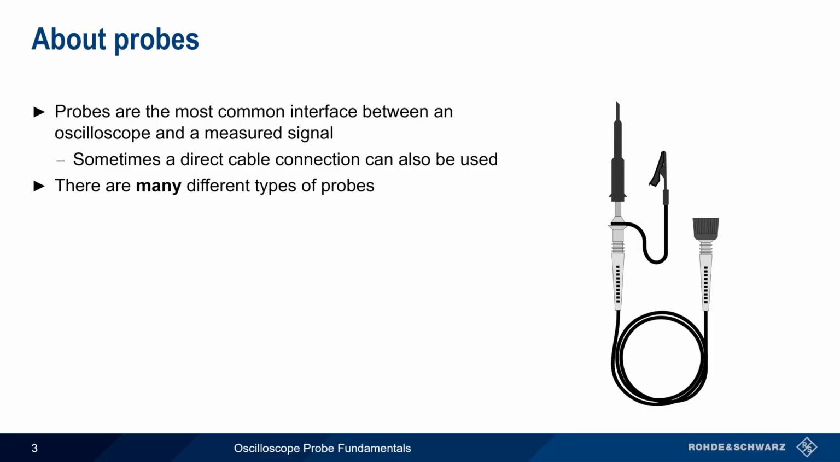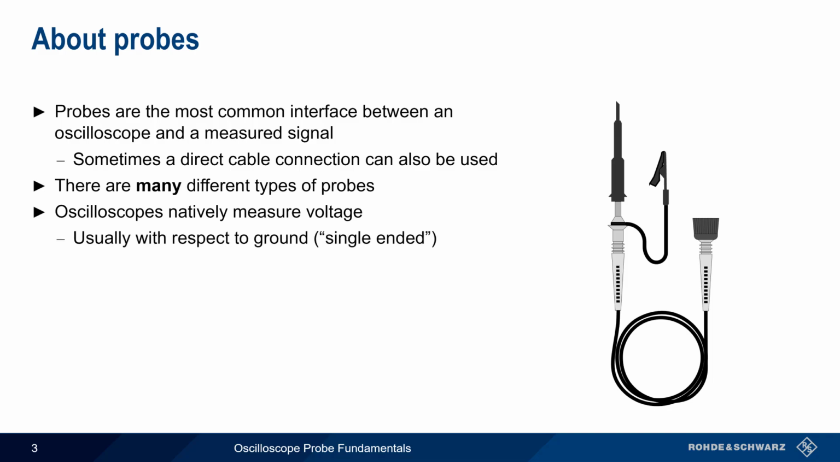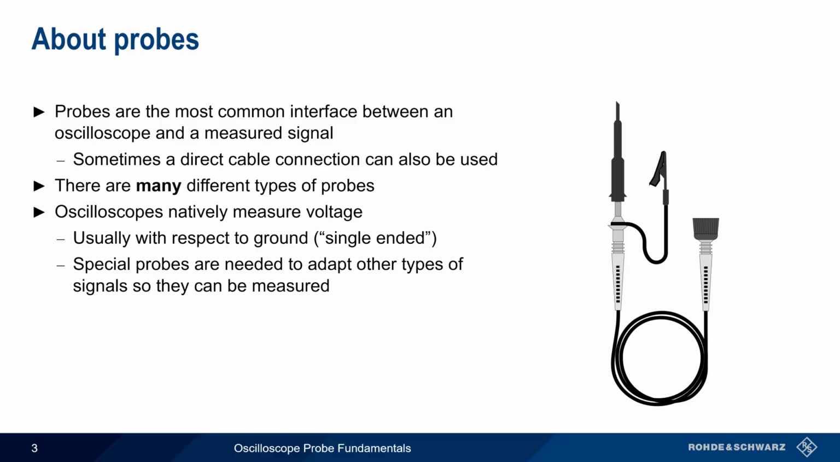One thing that's important to keep in mind is that oscilloscopes natively measure voltage, and this voltage is usually measured with respect to ground. You may hear this referred to as a single-ended measurement. And therefore, special types of probes are needed to adapt or convert other types of signals into a form that can be measured by the oscilloscope. But for all types of probes, there are 2 important characteristics, namely bandwidth and loading. Let's take a quick look, therefore, at both of these characteristics, starting with bandwidth.